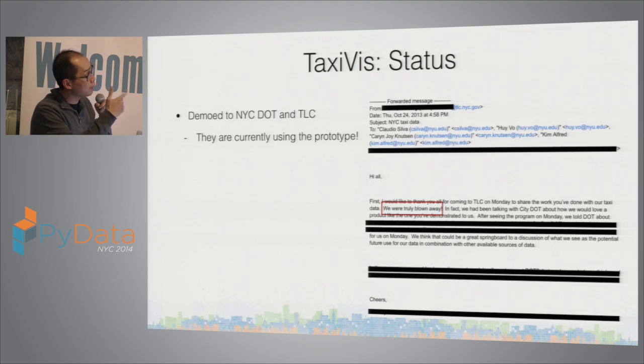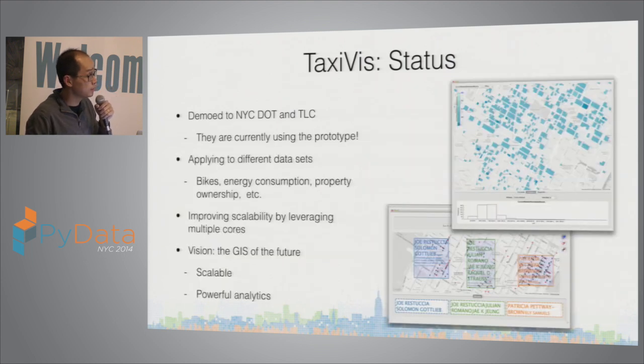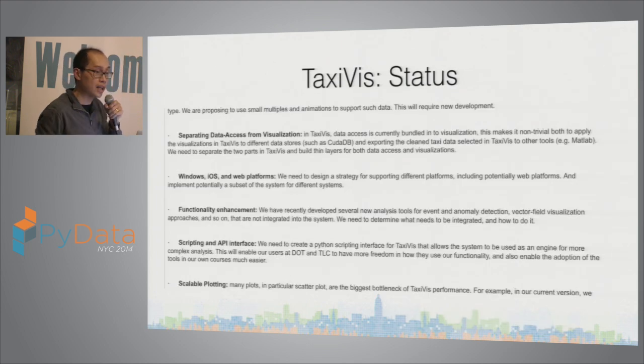And now we have expanded this to a number of different data types, like energy usage or real estate property licenses, etc. And we really want to improve the scalability by using larger environments, running on the back end of not Hadoop, but more like an MPI architecture for interactivity. And we envision that this is a platform for urban GIS. There's a whole list of tasks we want to do with TaxiVis.